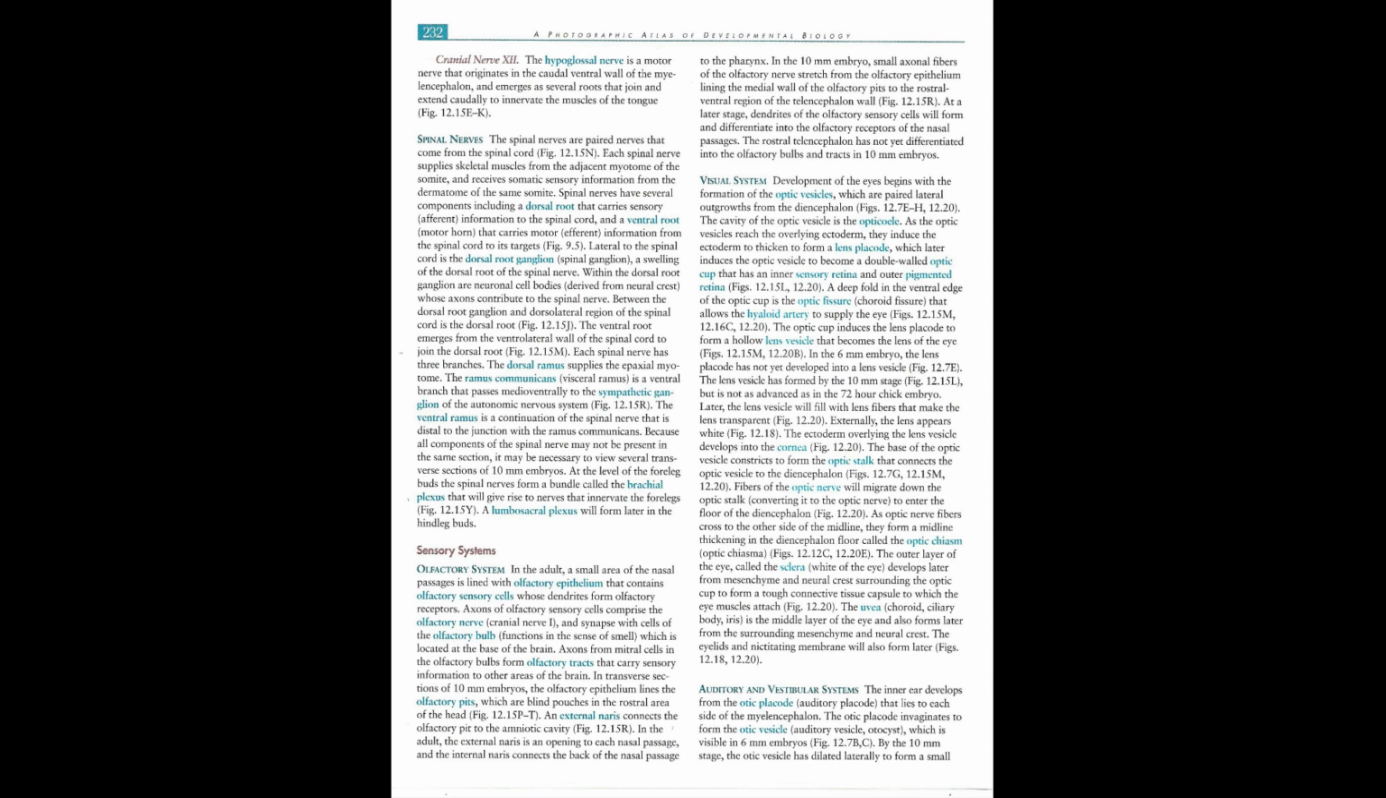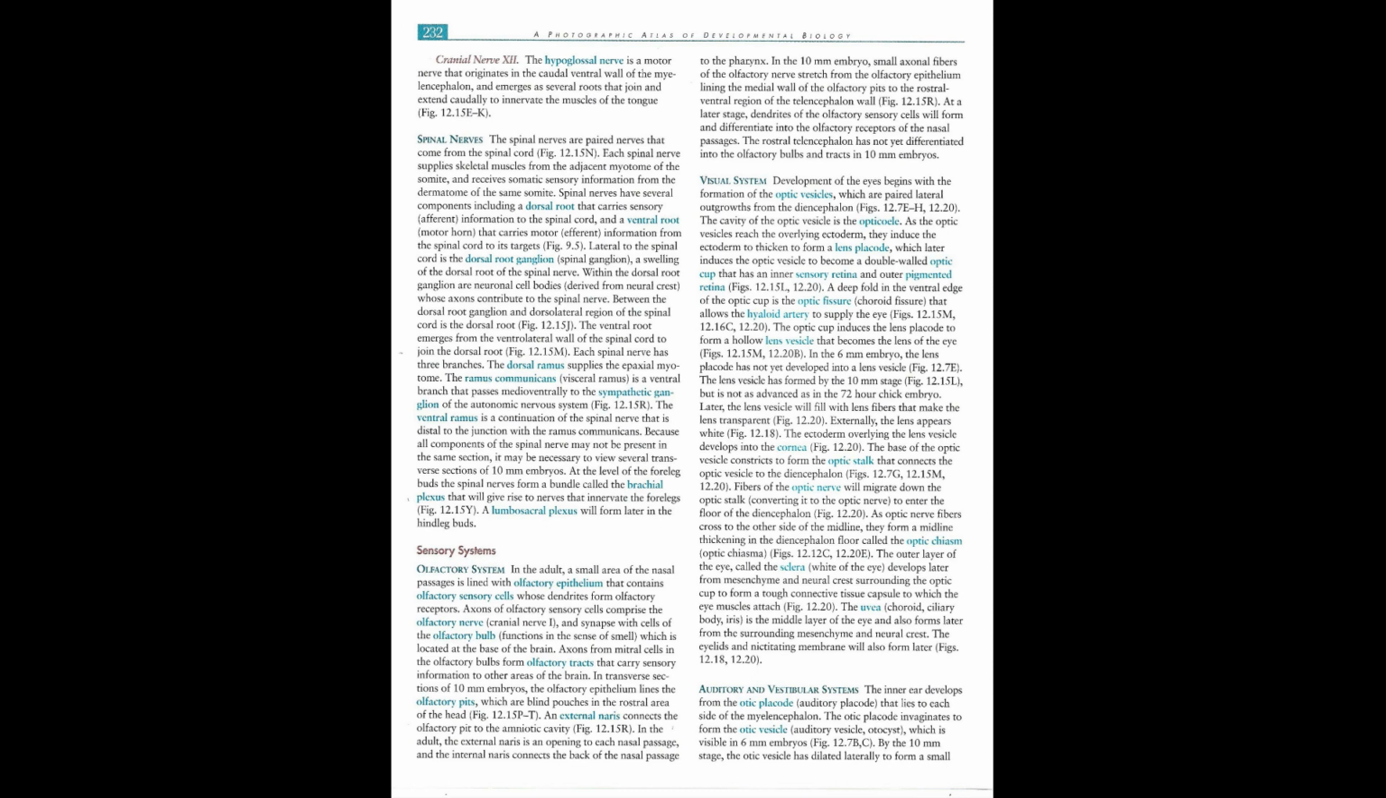The lens vesicle has formed by the 10 mm stage, Fig 12.15l, but is not as advanced as in the 72-hour chick embryo. Later, the lens vesicle will fill with lens fibers that make the lens transparent, Fig 12.20. Externally, the lens appears white, Fig 12.18. The ectoderm overlying the lens vesicle develops into the cornea, Fig 12.20.